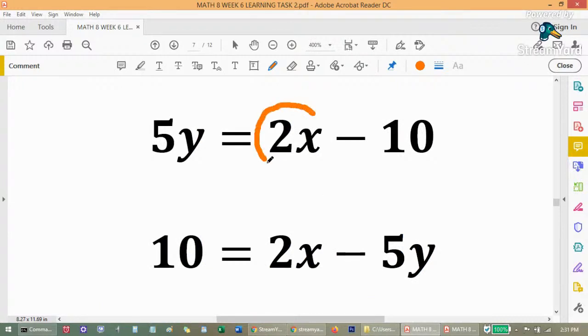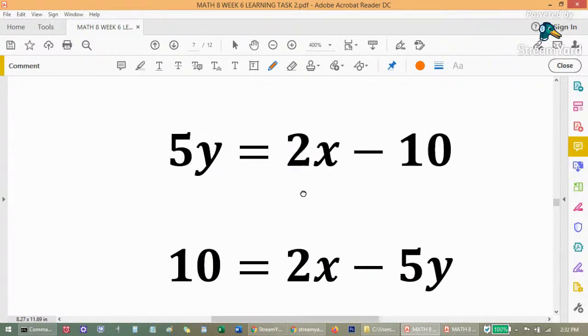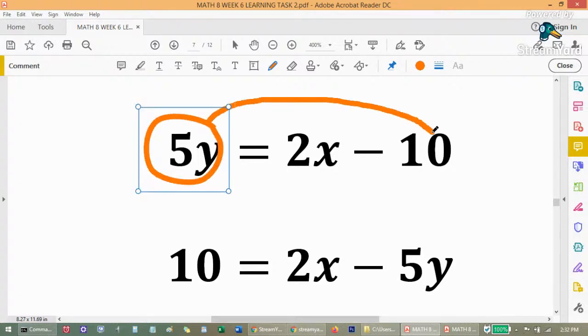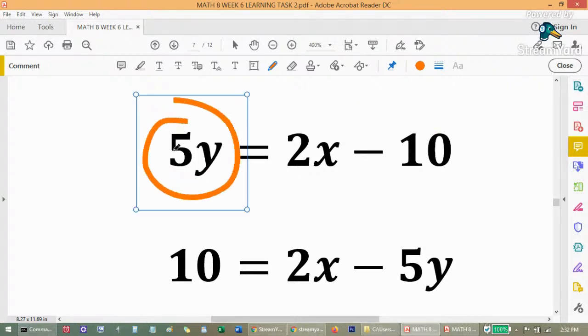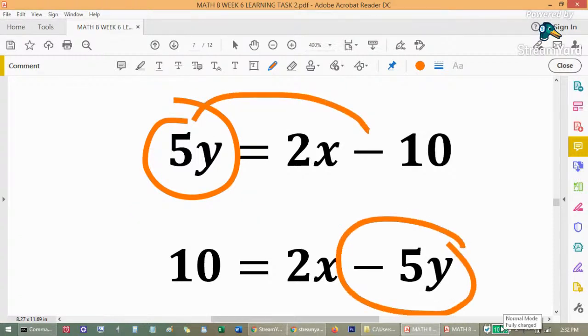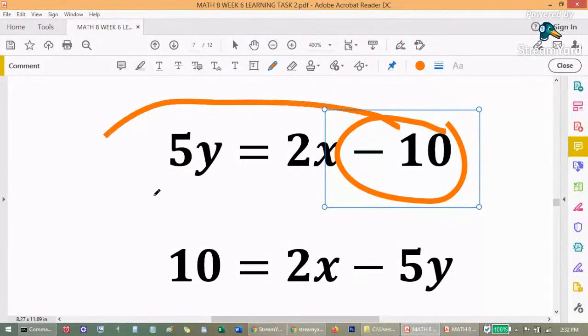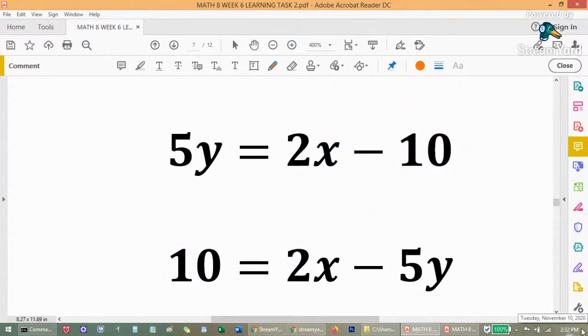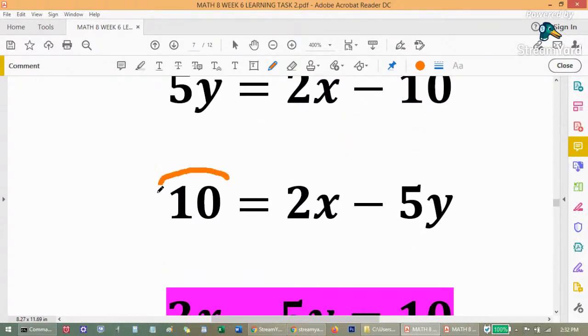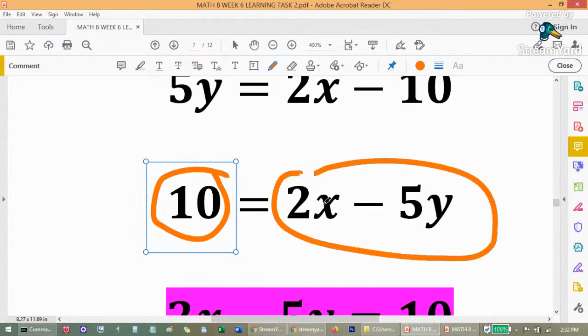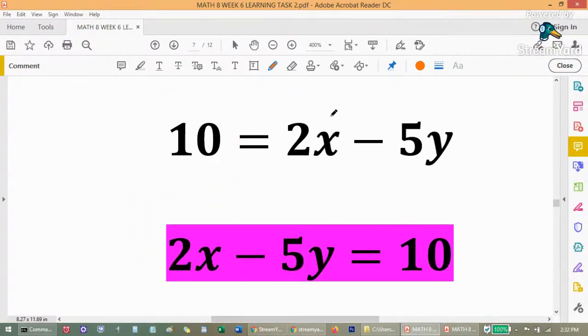So since positive ang x natin dito, yung y na lang ang ililipat natin sa kabila. So, positive tong 5y dito. Pag nilipat natin sa kabila, magiging negative 5y. And then, tong negative 10 na to, lipat natin sa kabila, magiging positive. And then, since 10 is equal to 2x minus 5y, therefore, yung 2x minus 5y is equal to 10.